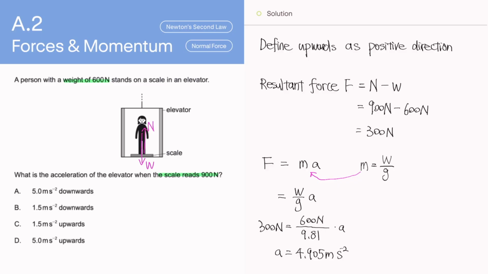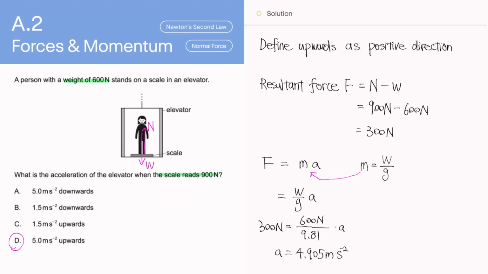4.905. Because we get a positive number for acceleration, and as we define upwards as the positive direction, the acceleration is upwards. The answer is D.